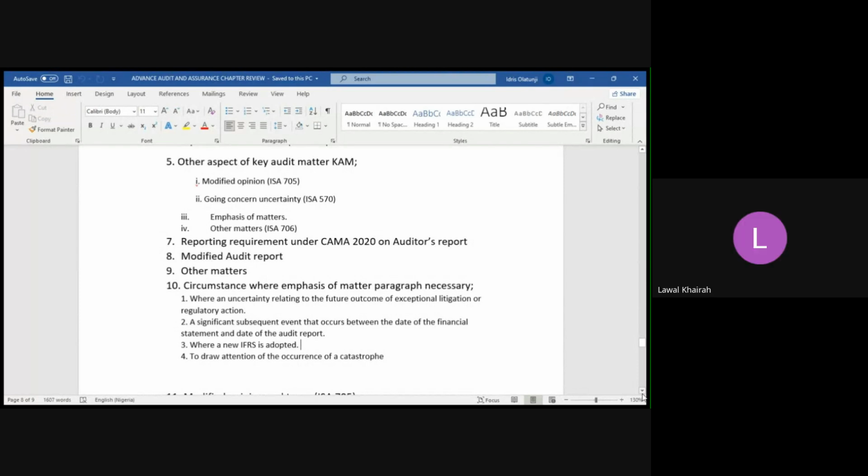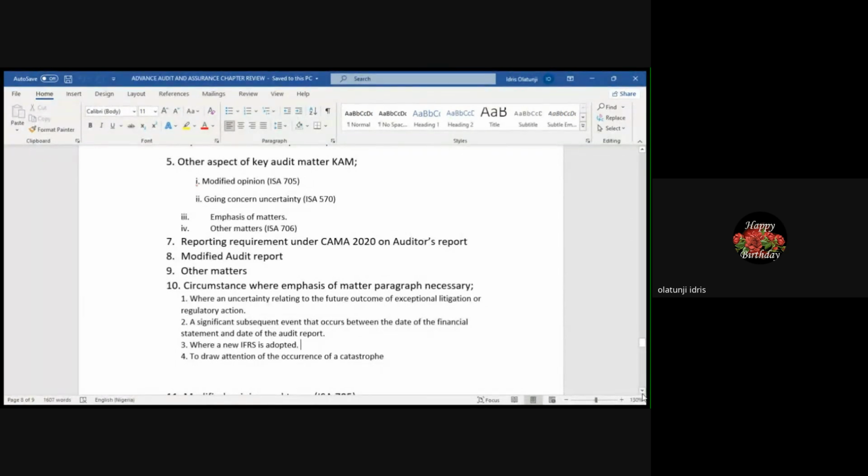That is, where there is uncertainty relating to the future outcome of exceptional litigation, that is, they don't know the outcome of that court case, if the company is going to win or lose. But in a situation that the company loses, it's going to have an effect on the financial statement. So the auditor needs to make emphasis of it under the matter paragraph.